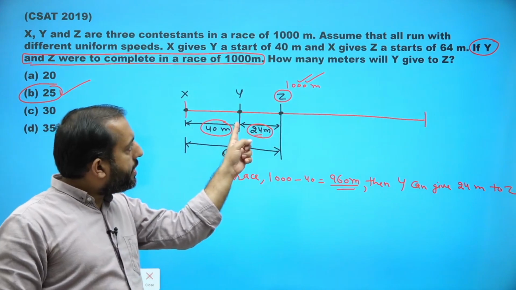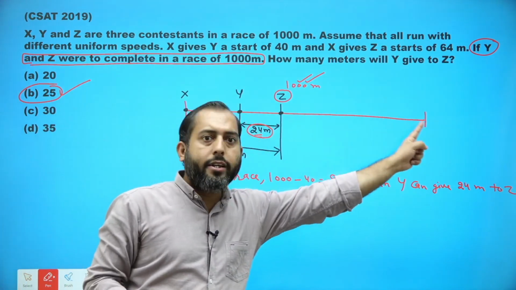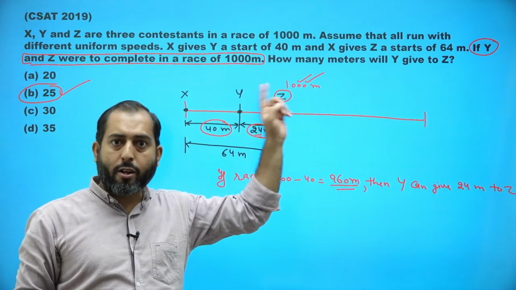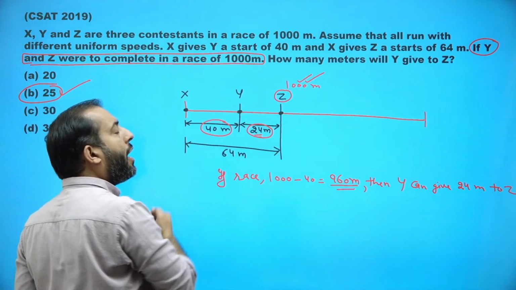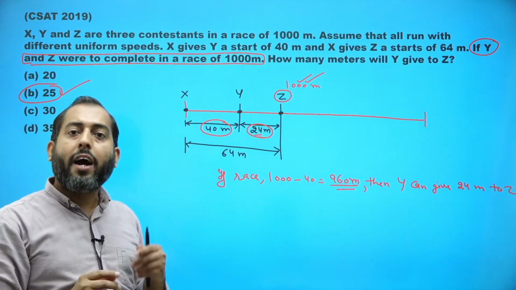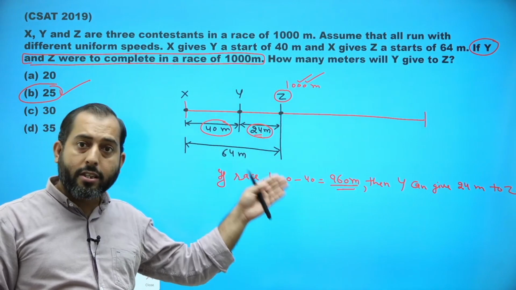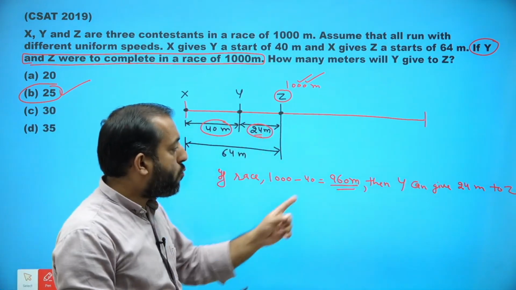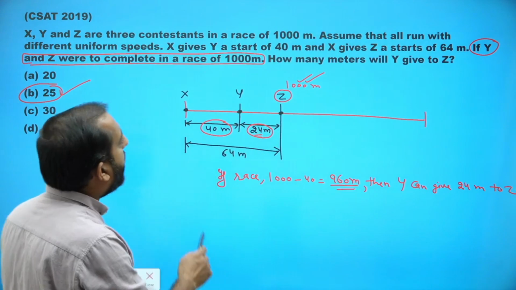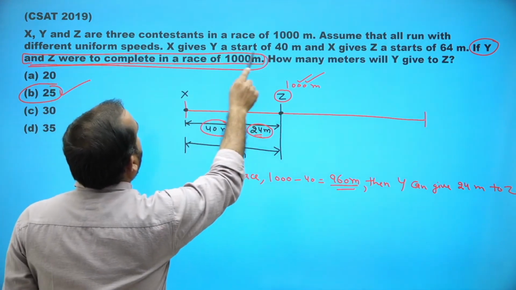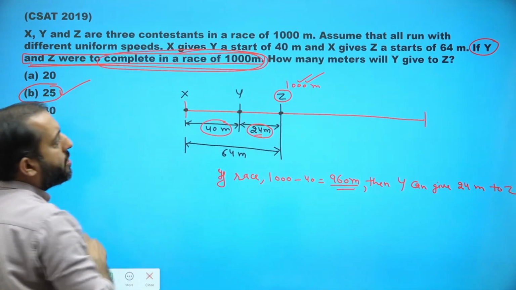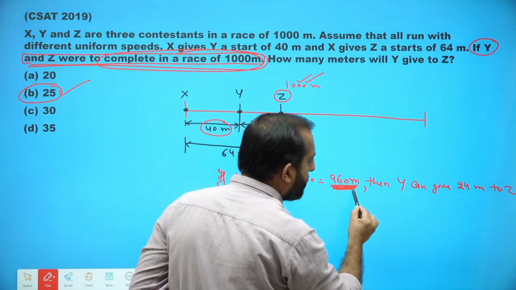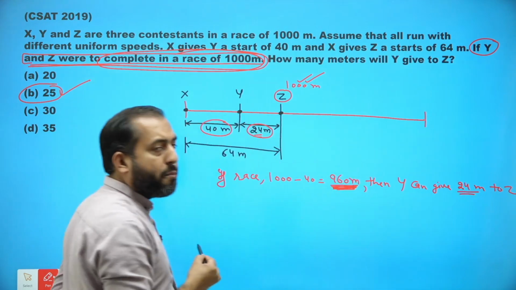Because in this race, Y is not covering the complete race course of 1000 meter. Y is standing 40 meter ahead of X. So out of 1000 meter, Y is covering only 960 meters. So we can say Y can give 24 meter to Z in a race of 960 meter, not 1000 meter. But the examiner is looking for a distance where Y will cover 1000 meter. If Y covers 960 meter, he can give 24 meter to Z.